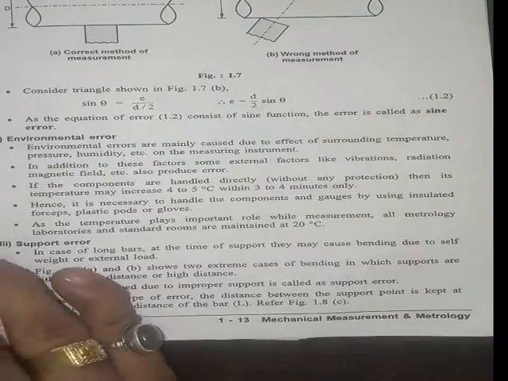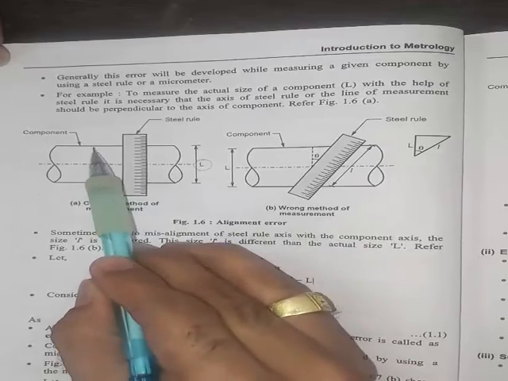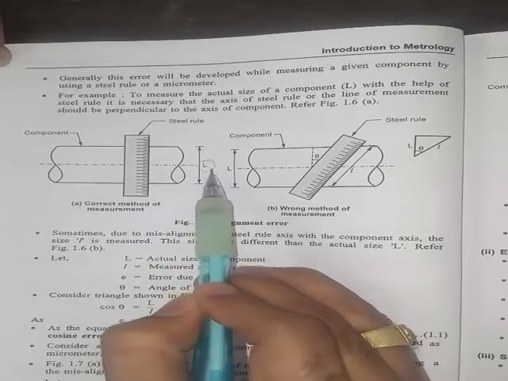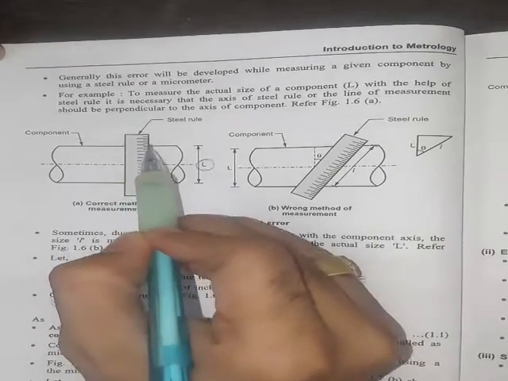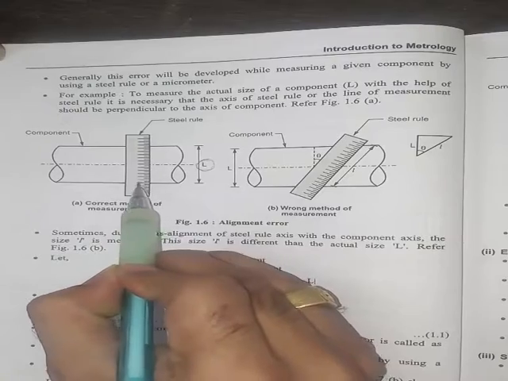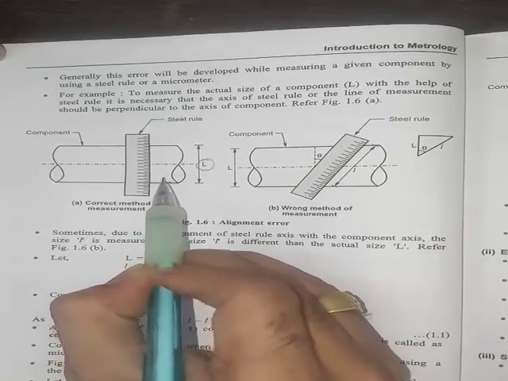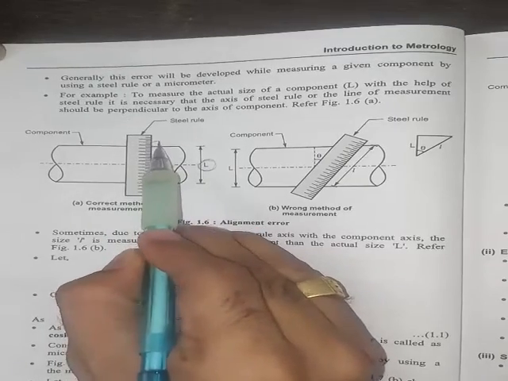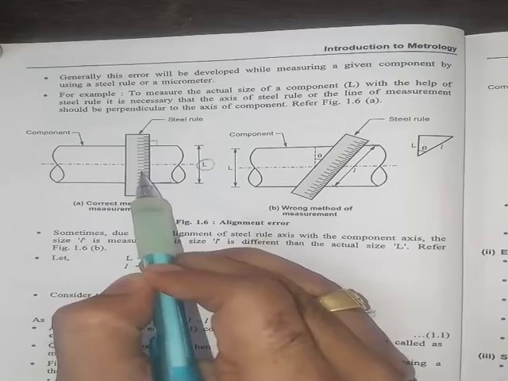Let me explain it to you by this figure. This is a shaft having length L. If we measure by the scale, the scale should be exactly perpendicular. You can see here this line matches with the shaft, so it is exactly perpendicular. Then and only then it will give the correct measurement, correct value, right?